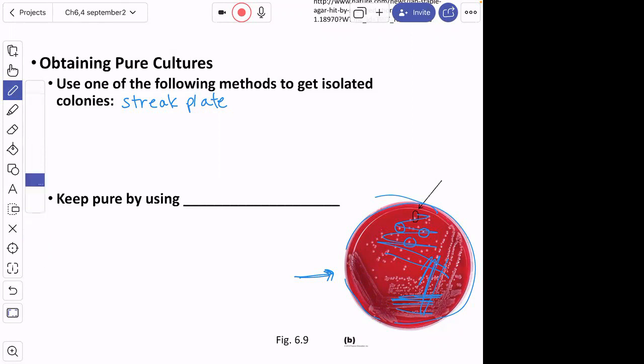You're also going to do a spread plate if you're in lab, and you would have done a pour plate today in lab. I'll let your lab professor talk more about those. They're just other ways to get isolated colonies. We want to keep our cultures pure. The way that we're going to do that is by using aseptic technique.